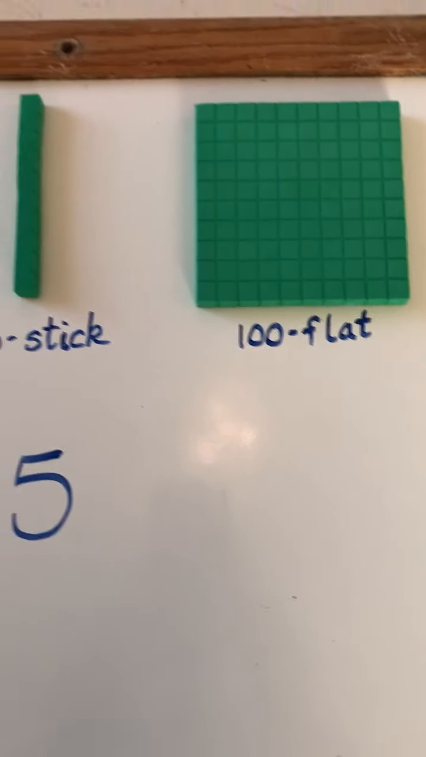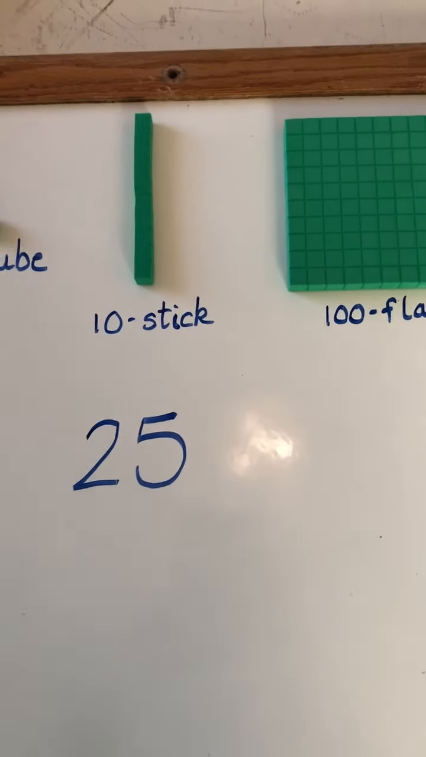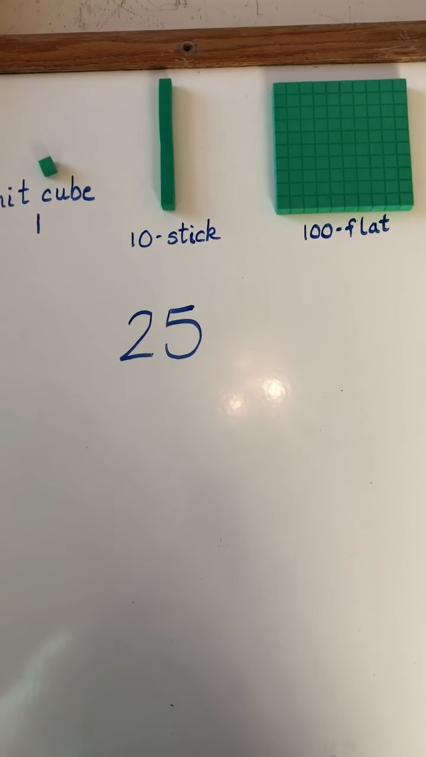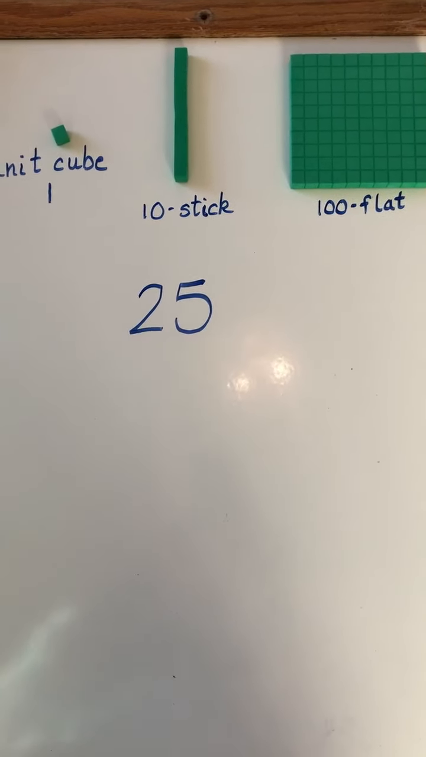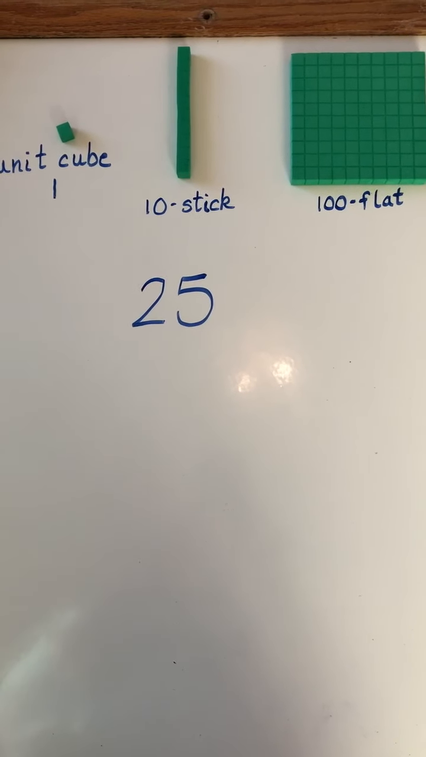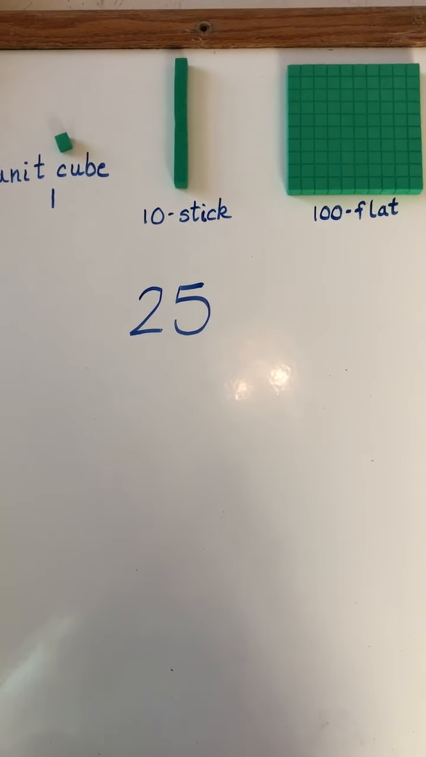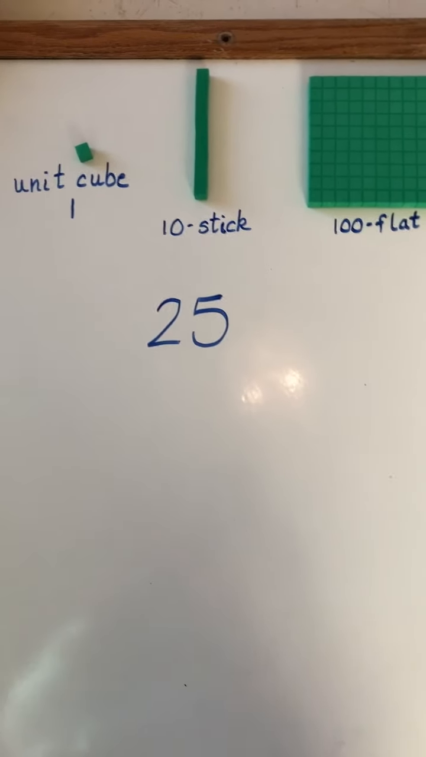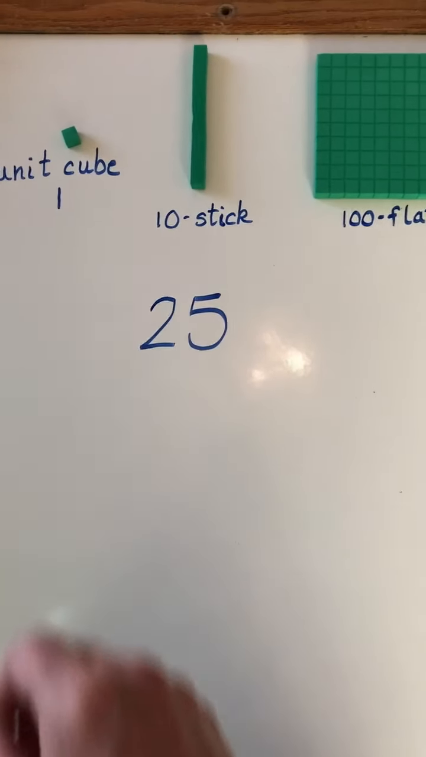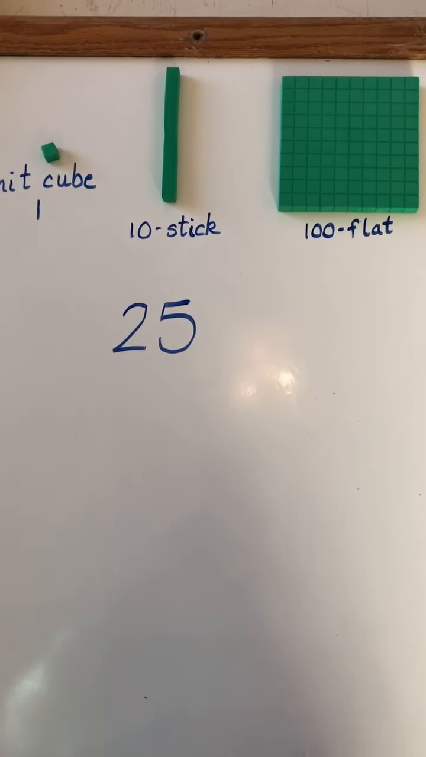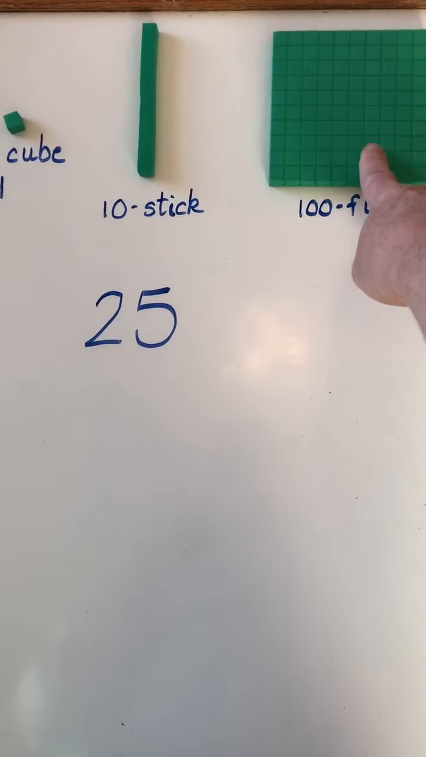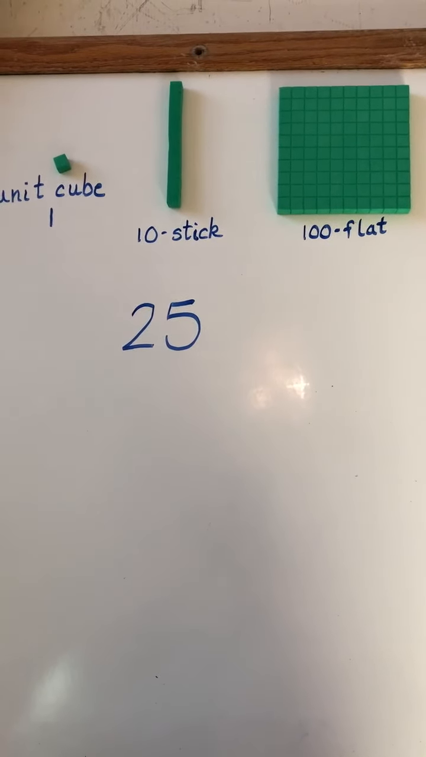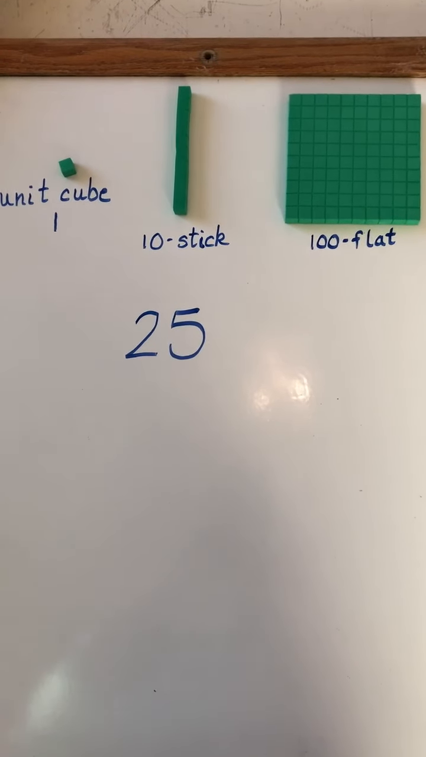Wow, this is really different from our 10 stick and our unit cube. See the difference in the size there? And you can see what I have written there. What do we call this? We call it our 100 flat. 100 flat. How many unit cubes do you think there might be in a 100 flat? You are right. It is 100 unit cubes.